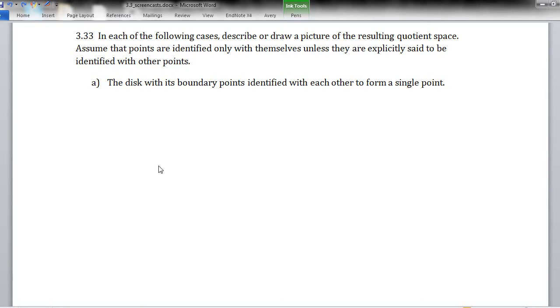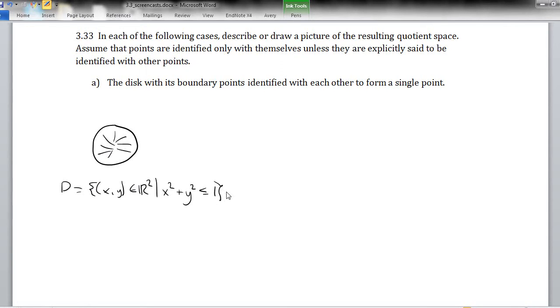Let's just try to get a sense for what the answer might be visually before we write it down in many symbols. So the disk is just, we can take, say, the unit circle and the plane together with everything inside of it. I suppose I should color it in a little bit. Okay, so that's D, and it's just the set of all points x, y in R2 such that x squared plus y squared is less than or equal to 1. Now our goal is to identify all of the points in the boundary with each other.